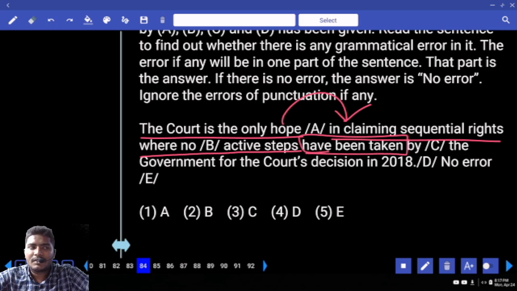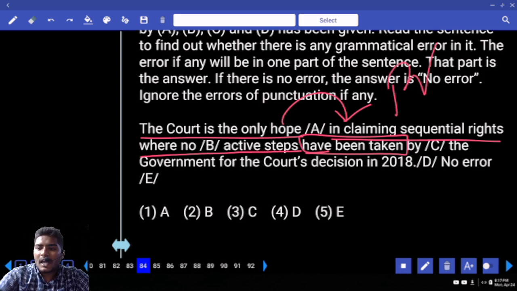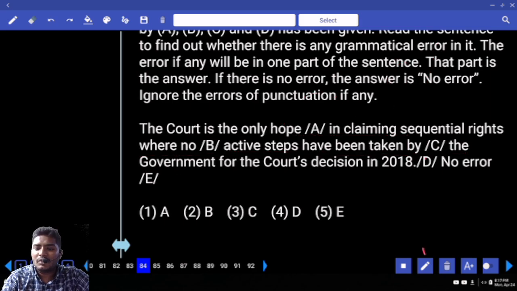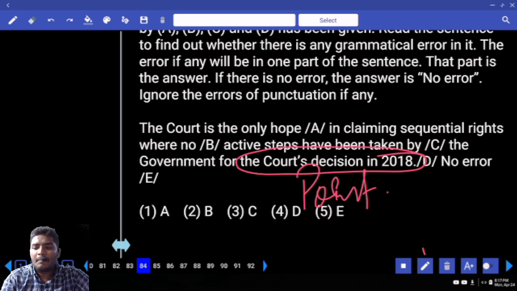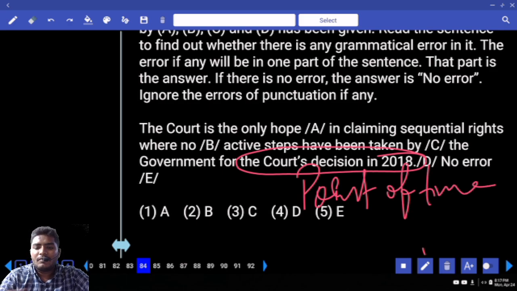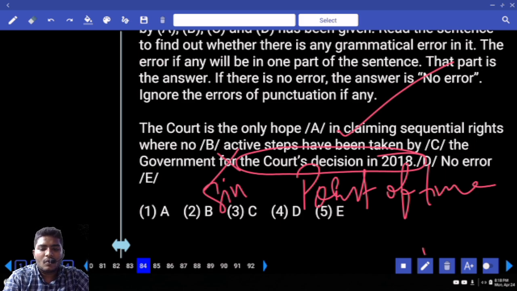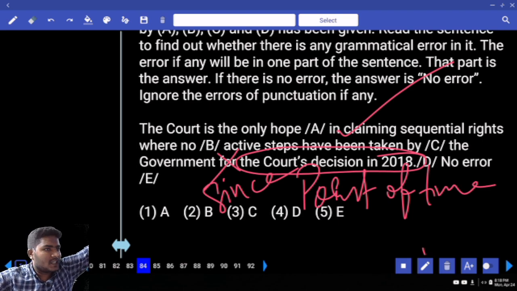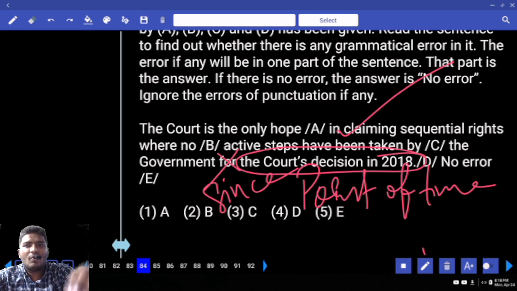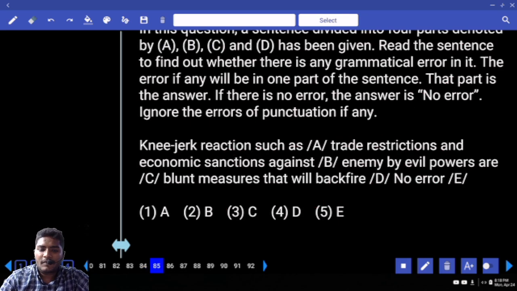Have been taken is which voice here? Passive voice. Have been taken, passive voice, by the government for the court's decision in 2018. The court's decision in 2018, what is this? Point of time. There are no active steps which have been taken by the government since the court decision. Since the court has taken one decision in 2018, since then there have been no active steps taken by the government. How many of you got this answer? Only one. You also got it? Okay, good. Next one, move to 85.